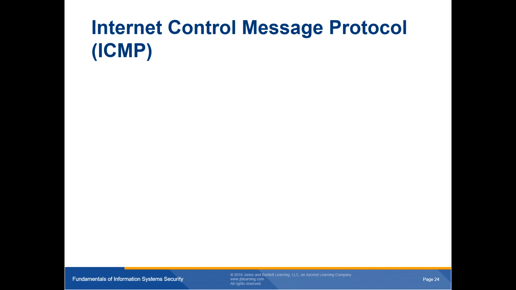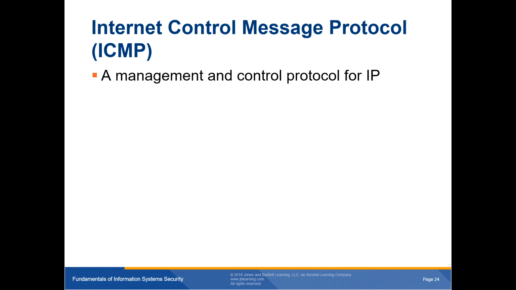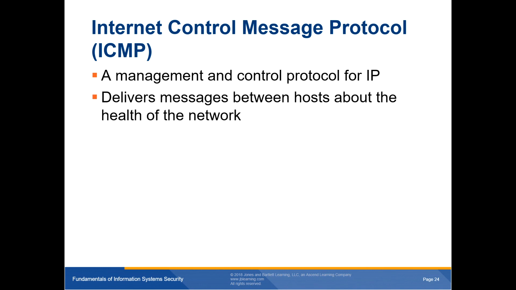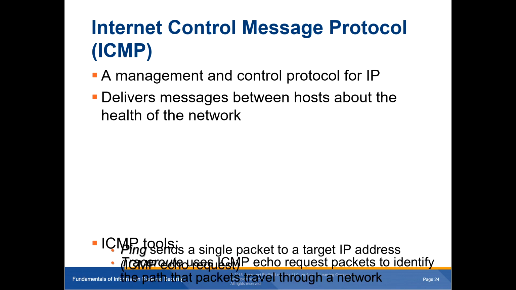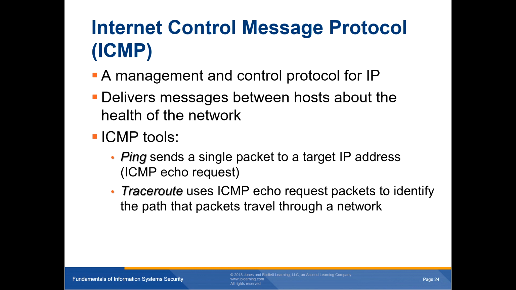The Internet Control Message Protocol, ICMP, a management and control protocol for IP, delivers messages between hosts about the health of the network. ICMP tools, of course: ping sends a single packet to a target IP address, which is what we call an ICMP echo request, and traceroute uses ICMP echo request packets to identify the path that packets travel through a network.